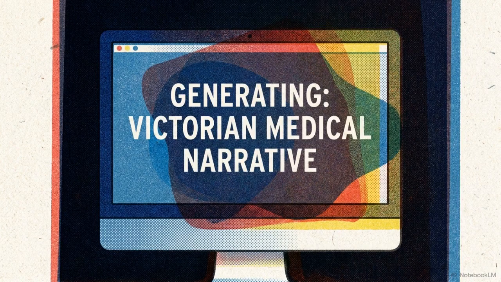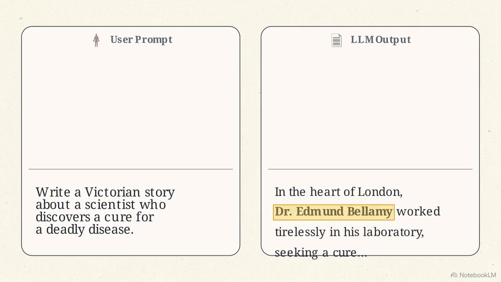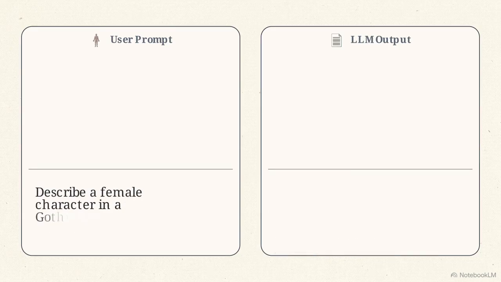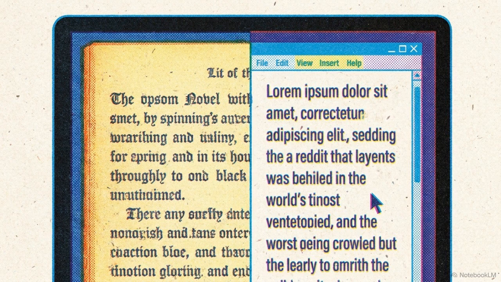We tested this logic by prompting a model to write a Victorian story about a scientist who discovers a cure for a deadly disease. The model consistently generated a male protagonist, like Dr. Edmund Bellamy. We then changed the prompt, asking for a female character in a Gothic novel. It highlighted adjectives like pale and trembling. While some models generate rebellious characters, defaults remain rooted in 19th century tropes. These experiments suggest that, without specific instructions to do otherwise, the model often replicates the gender defaults found in its historical training data.